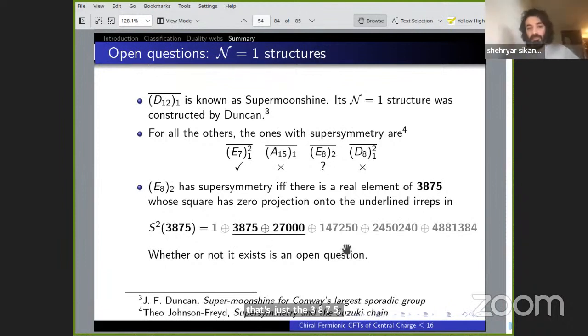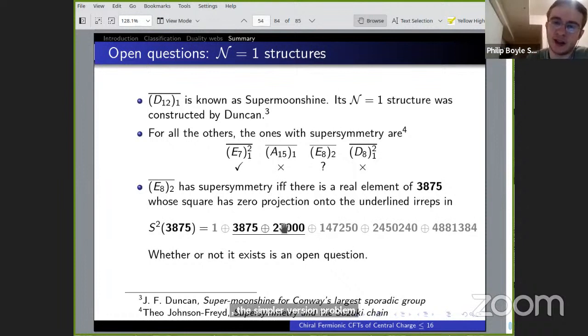Then suppose you did find such an element, which is thought to not exist, then you could ask the same question for 270 as well. And of course, there's an even nastier version of this question, which is what are the N=1 structures on the c=24 fermionic CFTs? But that's just diminishing returns, I think.